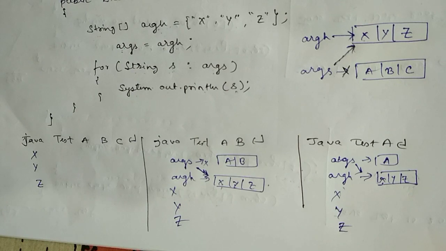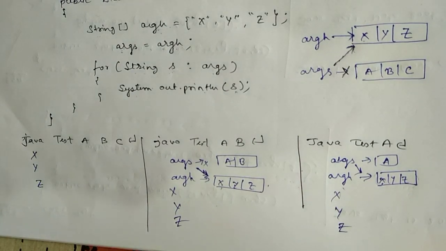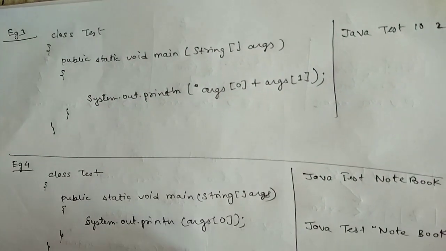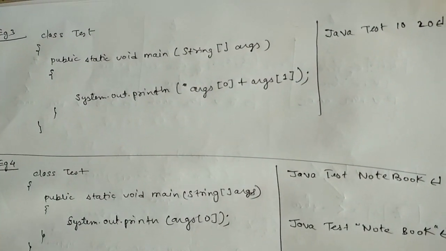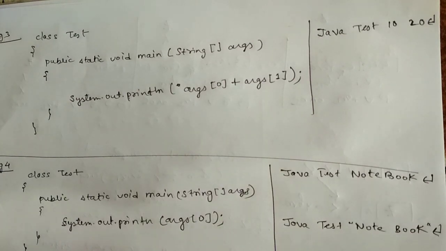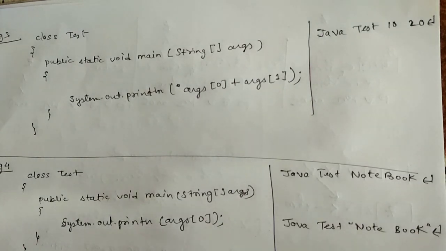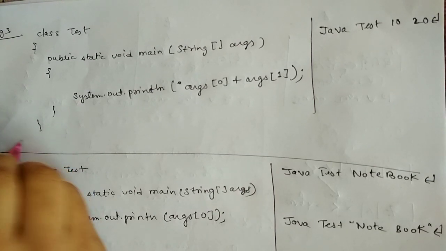Okay, so these are a few examples of what can be asked in interview questions. Now let's work upon the third example. In the third example, we will come to know a point: within the main method, whatever input we provide on the command line is available as a string. So we can make a note of it.